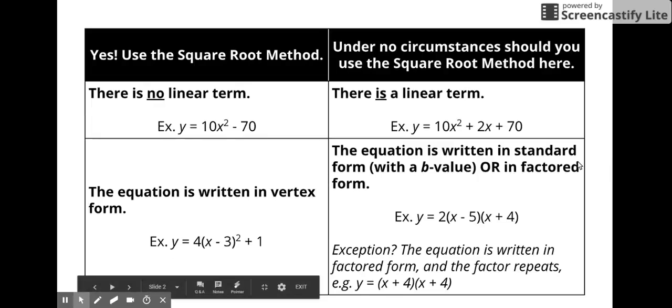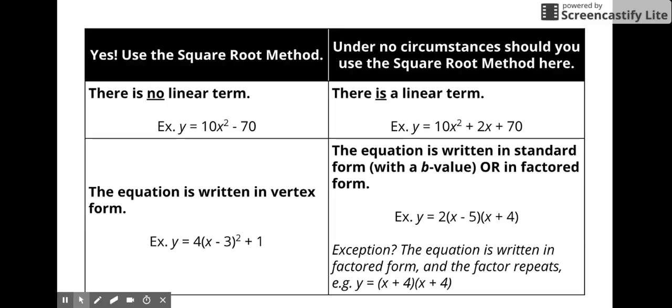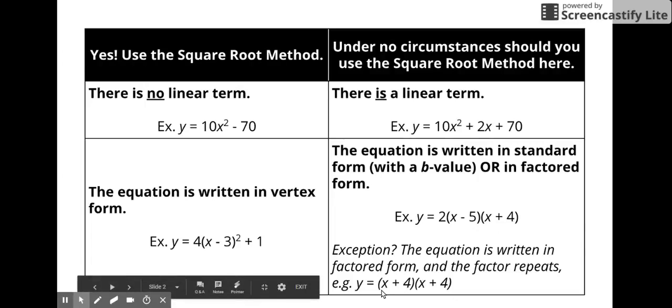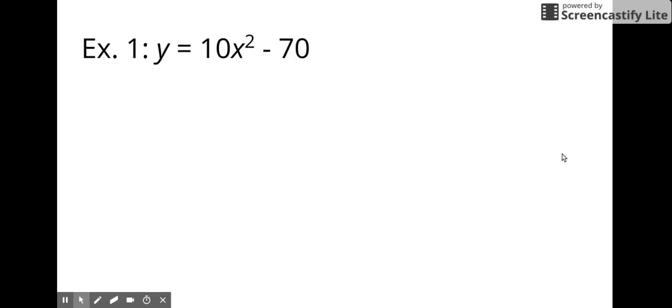Some situations you don't want to use the square root method are when you do have a linear term. So right here we have a 2x. And you also don't want to use it if it's in standard form with a b value or in factored form. Because if it's in factored form, you can just easily set those factors equal to 0 and solve for your intercept. The only exception is if it's in factored form and the factor repeats itself. So let's look at an example of how to use the square root method.